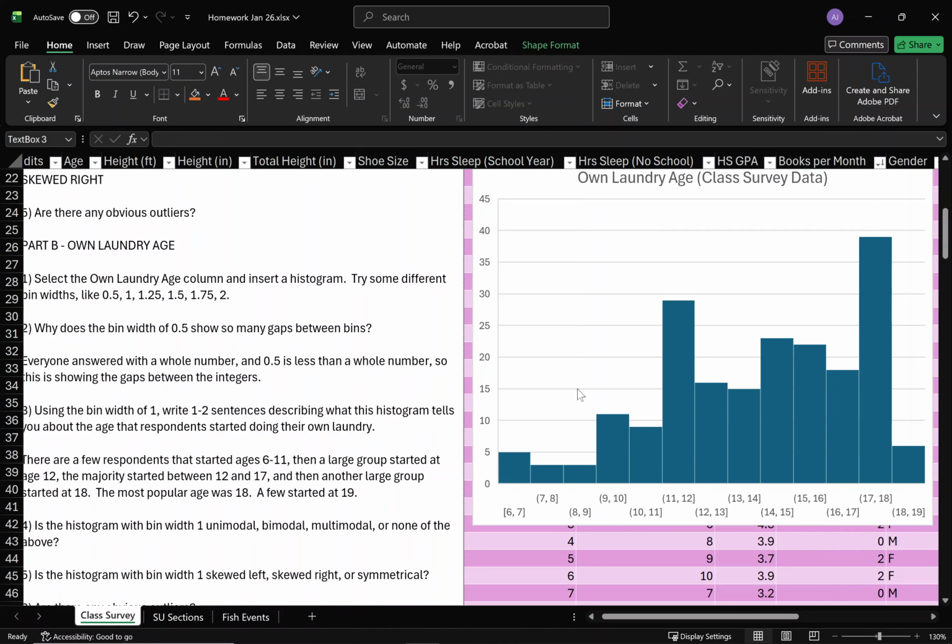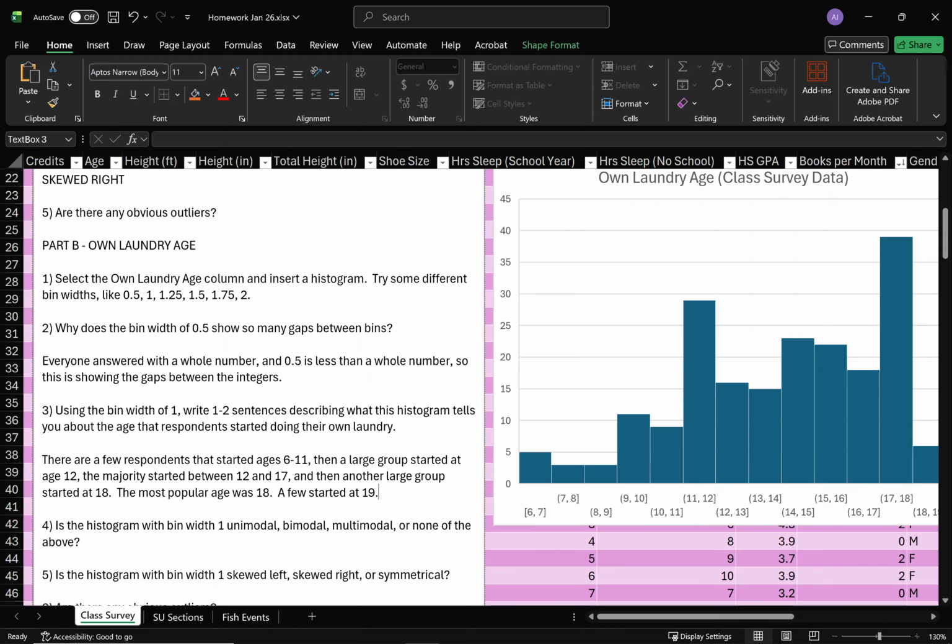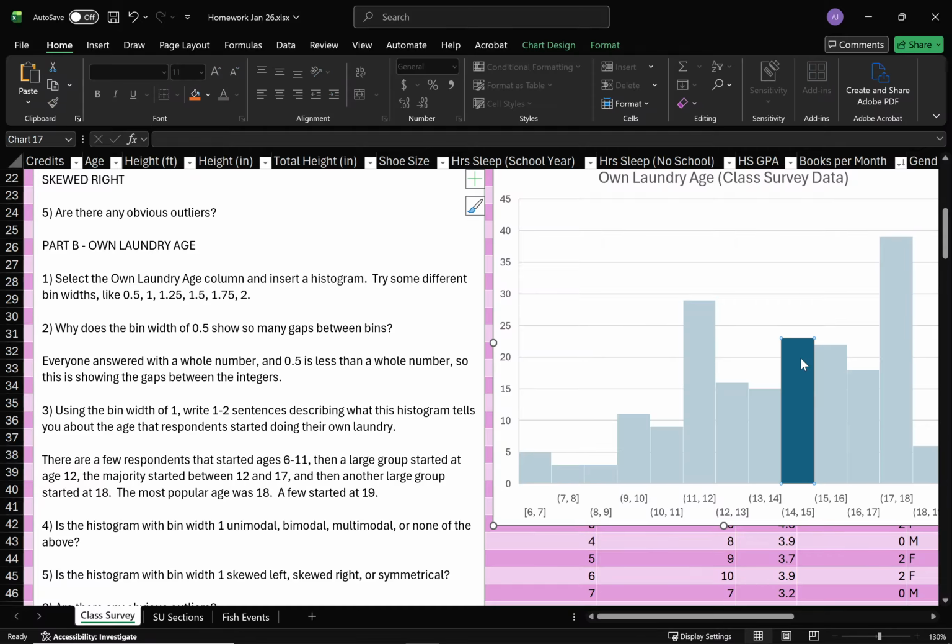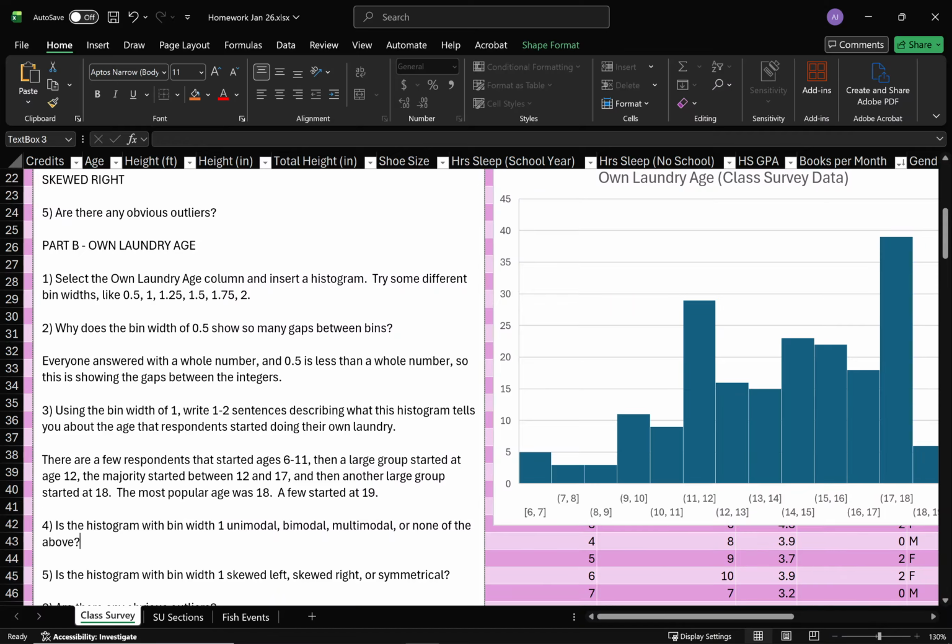Is the histogram with bin width 1 unimodal, bimodal, multimodal, or none of the above? I would say this is bimodal. It's got 2 clear peaks. You know, there's also these in the middle that are a little bit peaky, but I don't think that's quite far enough from the other heights. It's these 2 that are really the big peaks: the middle school starters and the college starters.